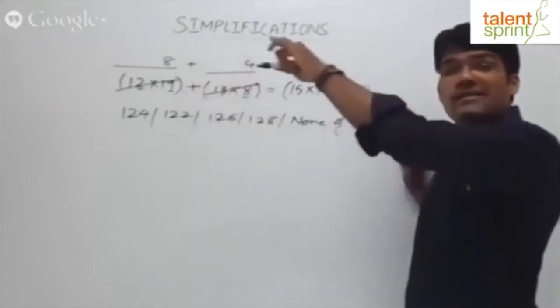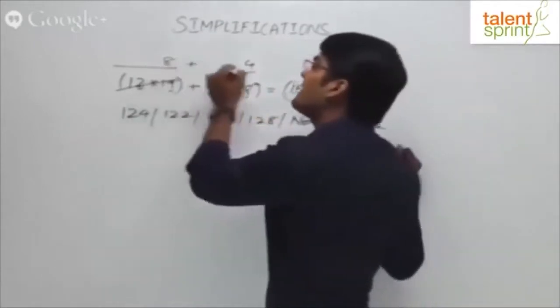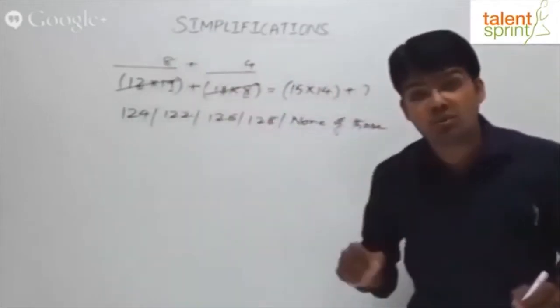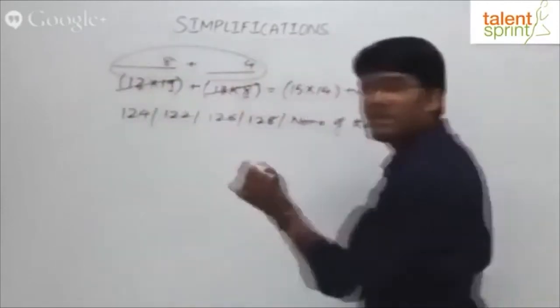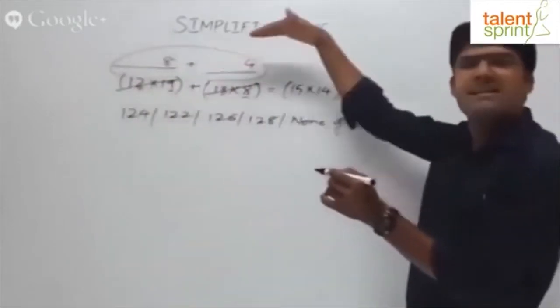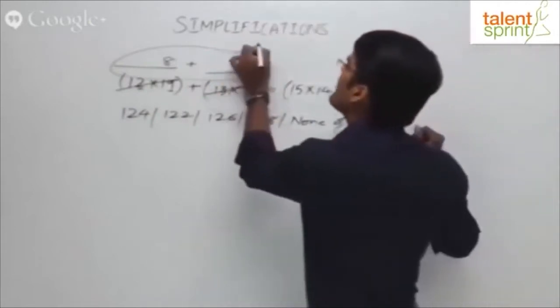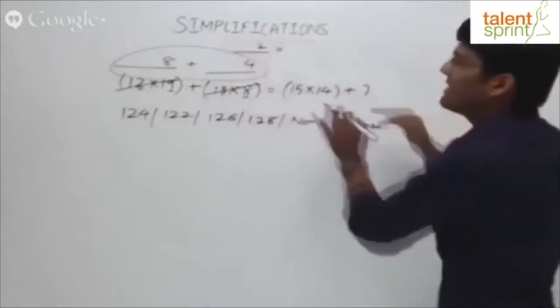Now overall, if you look at the left hand side, one number ends in 8, the other number ends in 4. Can you say the answer ends with 2? Yes or no? The answer has to end with 2. 8 plus 4. One number ends in 8, the other number ends in 4. Overall, the answer has to end in 2. Equals to something. What is on the right hand side?